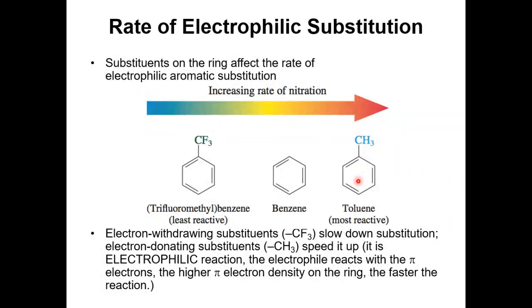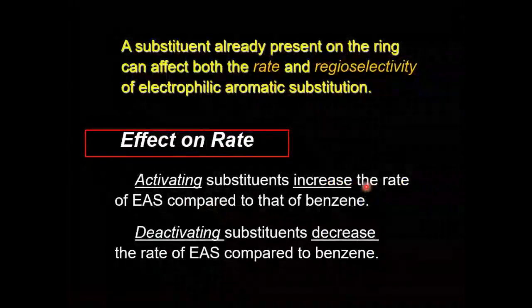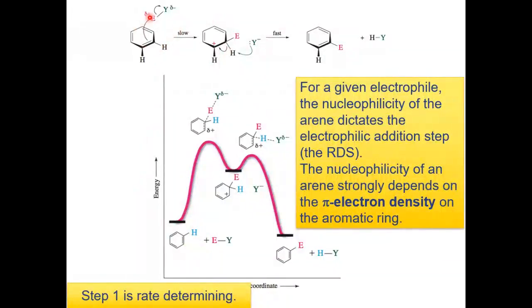So what is the consequence of the high electron density on the ring? Because in the rate limiting step, the aromatic ring is a nucleophile that reacts with an electrophile, and the rate of this rate limiting step directly decides the rate of the entire reaction, because it's the slower step. So the rate of this step depends on the reactivity of the two key species participating in the reaction.